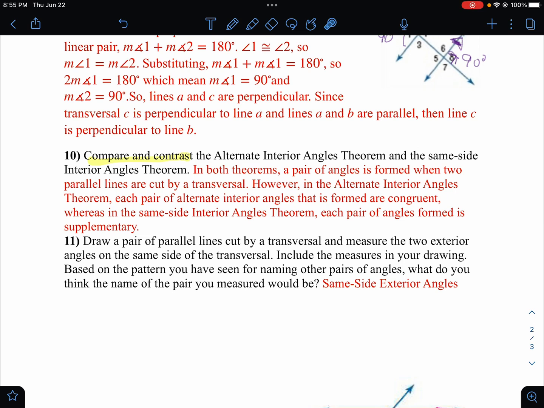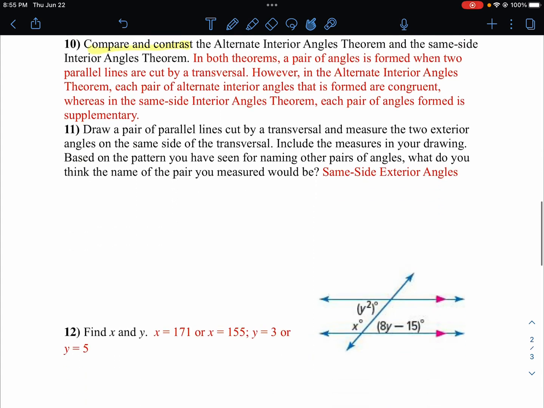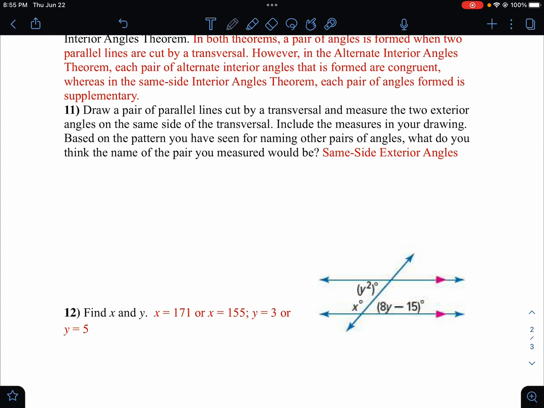And on number 11, we're just going to draw that out. So we're going to draw two lines cut by a transversal. And you could do whatever you want with them. And then I want you to measure the two exterior angles that are on the same side. So I want to measure this angle and this angle on the same side exterior angle.